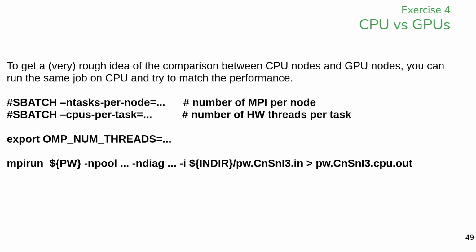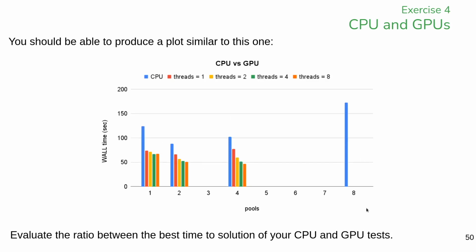So in these 20 minutes that you have, you can try to compare CPU and GPU and try to understand how many GPUs are necessary to have the same time as the best CPU calculation. So you can try the best combination for the CPU and then try it with GPUs to have the same time result. And you should be able to create a graph like this with the GPU and CPU times.